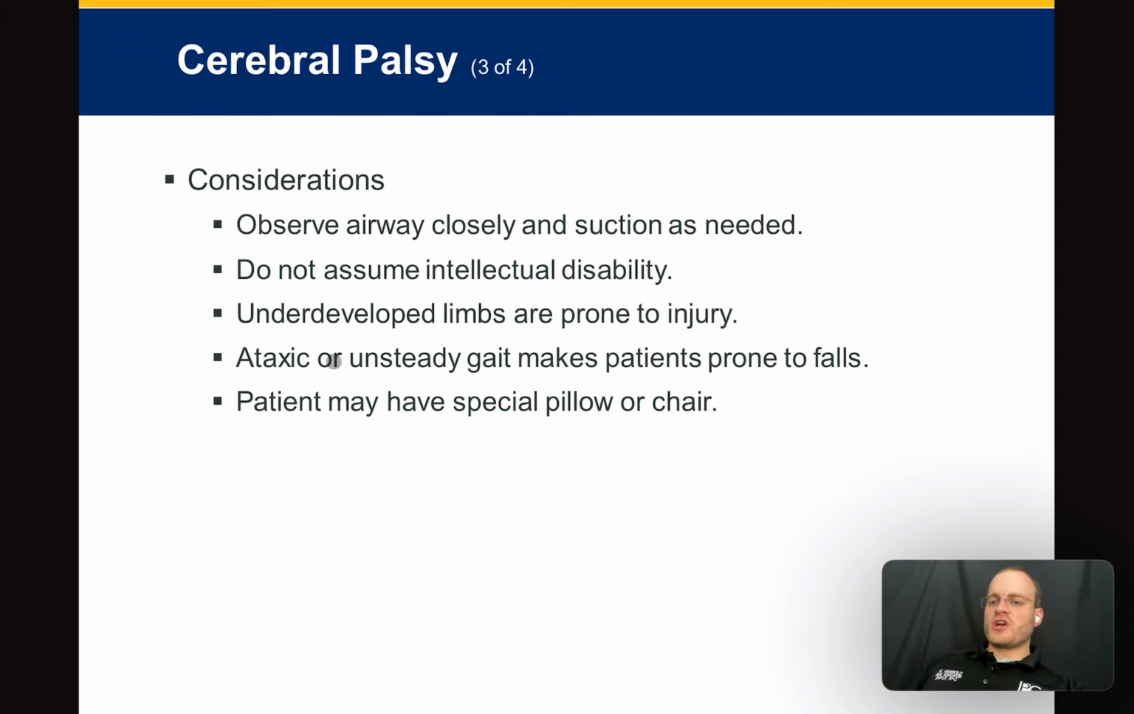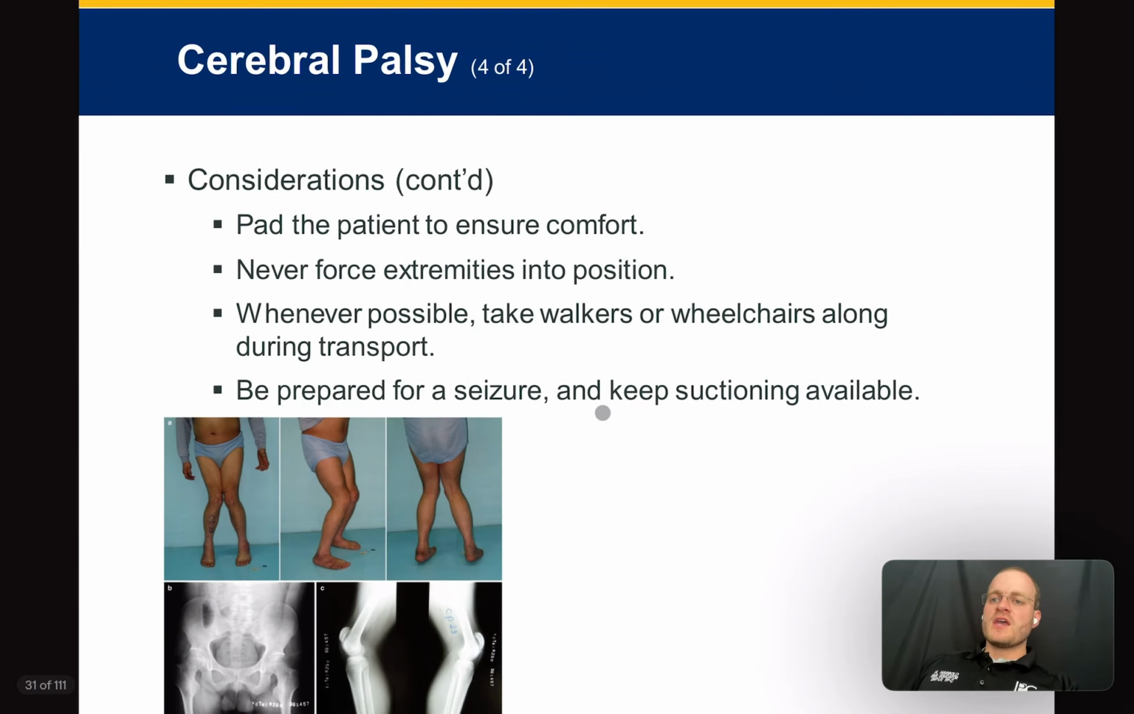Okay. They could be ataxic. Ataxic means you're almost walking like you're drunk, or an unsteady gait that makes the patient prone to falls. The patient may have a special pillow or chair. Now, pad the patient to ensure comfort. Never force the extremities in position. I can't stress that enough.